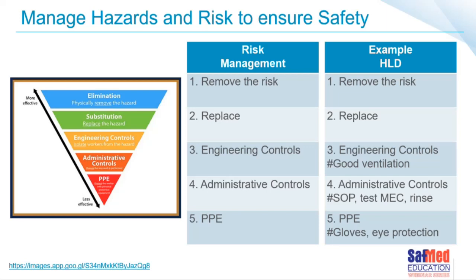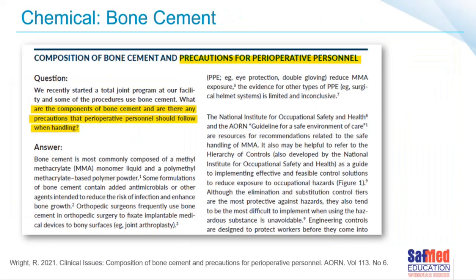But let's dive a little bit deeper and take a detailed look at some of the things that are potentially an issue. We won't cover all of the aspects I raised in the beginning, but we'll certainly focus on as many as we can. What about bone cement? So the risks associated with bone cement were reviewed in this publication in the ARN journal in 2021. One of the members wrote into the journal and asked, what are the components of bone cement and are there any precautions for the operating room staff specifically that they should follow when handling bone cement?